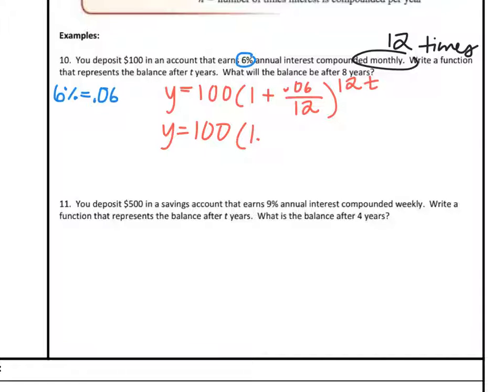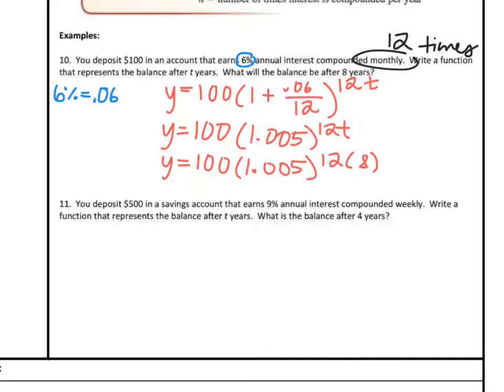So final equation is this. 100 times 1.005 raised to 12 times per year. I want to know after 8 years, so where it has T, T stands for years, so you're going to put 8. So 1.005 raised to 12 times 8.